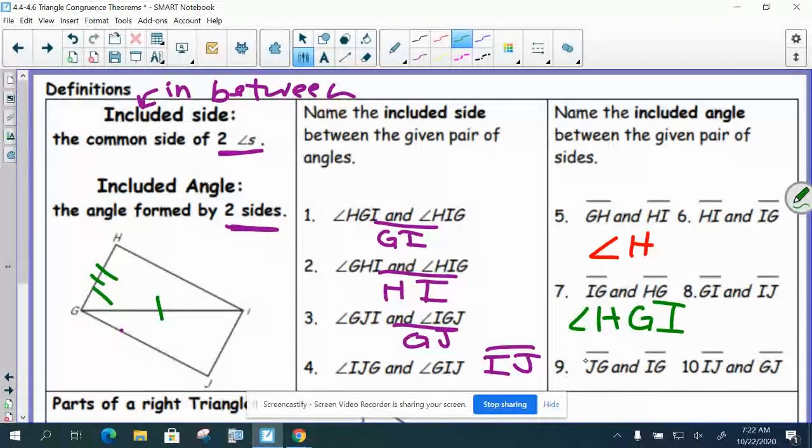And then JG, well, same thing here. JG and IG. This angle here is in between the two sides. So angle JGI.